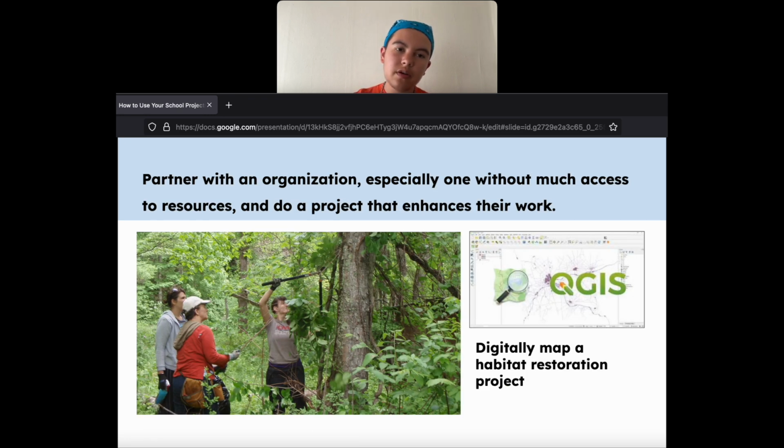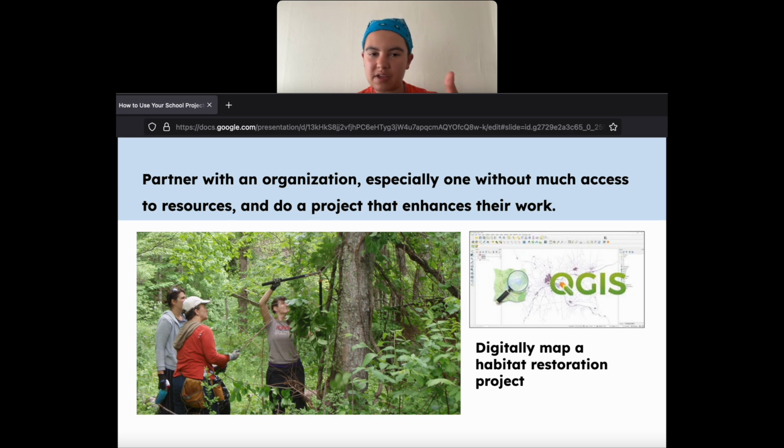For tip 2, this is partnering with an organization with fewer resources. One idea for this is, there are a lot of grassroots organizations out there, volunteer organizations that are doing a lot of work, but they don't really keep track of it so much. They don't quantify it so much, and so it's hard for them to say, oh, this is what worked, this is what didn't. So you can help them out with that.